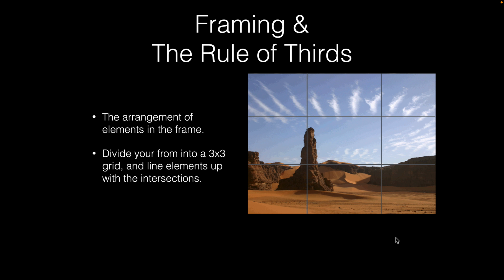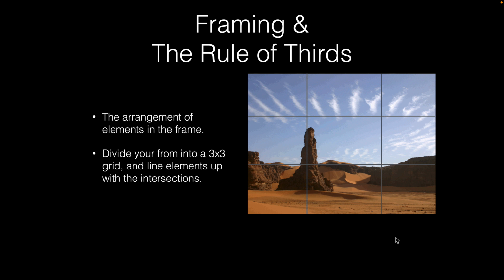The rock formation hits that intersection in the lower left. The line of clouds kind of moves right across the upper third of the image. And our horizon line is in the lower third of our image. And so everything kind of balances out nicely.